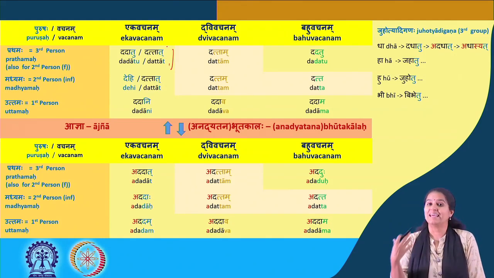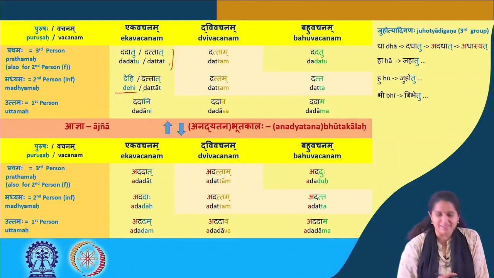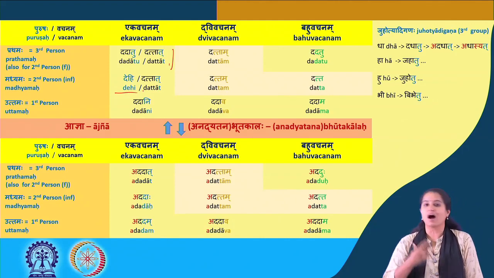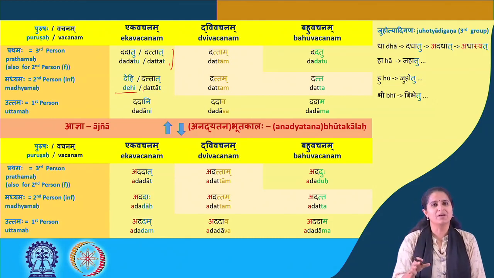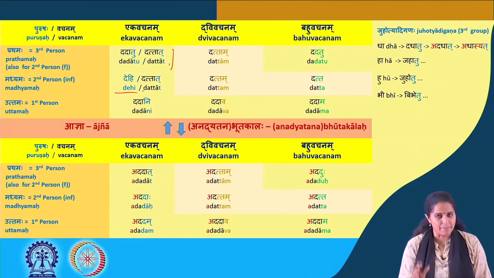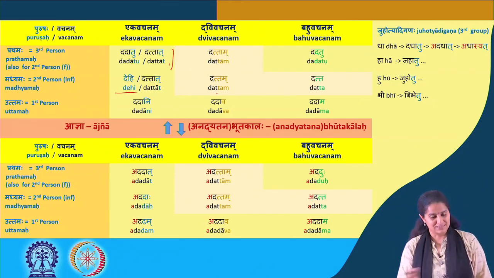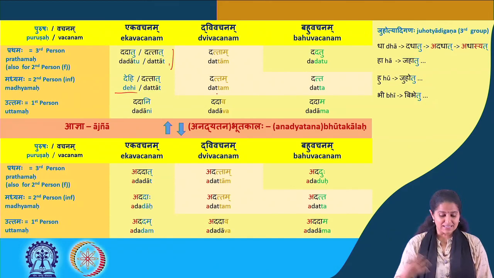Then you have Dehi, another googly, and that's part of the hardware of this language, how da becomes Dehi for the Tvam form, and just like as had become Edhi, da becomes Dehi. But what we are interested in is just the applied software of the language for now. So Dehi, Dattat, Dattam and Datta, Dadani, Dadava, Dadama.